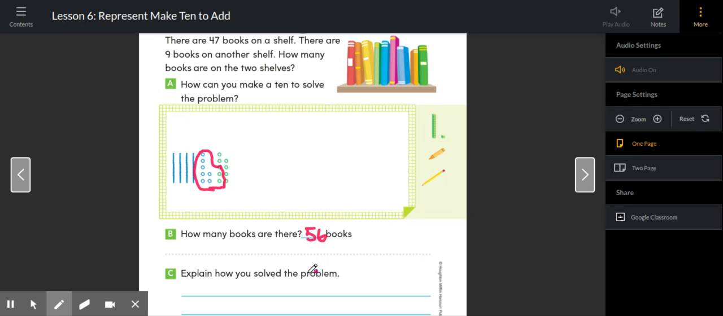Explain how you solved that problem. I would probably just write circled 10 ones to make another 10. That's how we solved it. So we're saying that 47 plus 9 is 56.